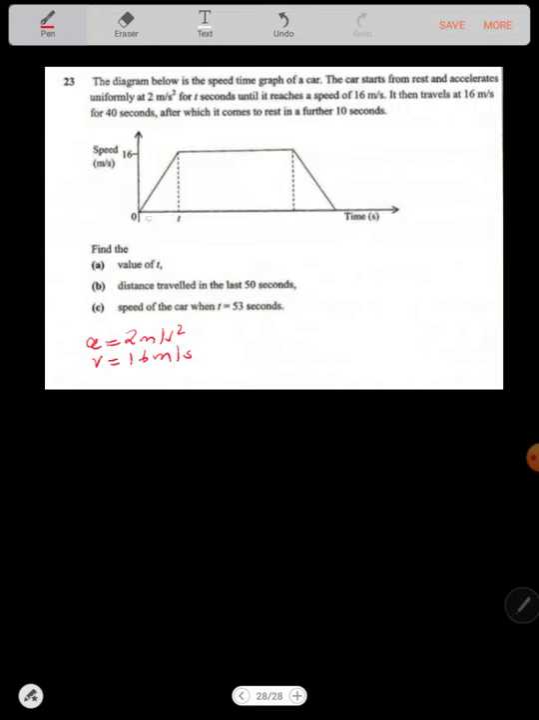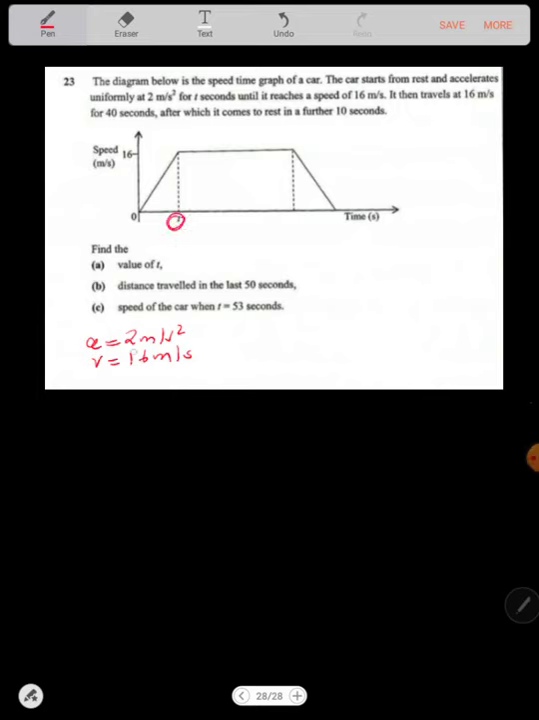So it starts from rest, that is 0, and it accelerates uniformly for this time, which is not given. Then it maintains the same speed, which is 16 meters per second, for a further 40 seconds. So for us to know this time here, we need first to know this time here. That's when we'll also be able to know this time here. So we need to find the value of t, the time here.